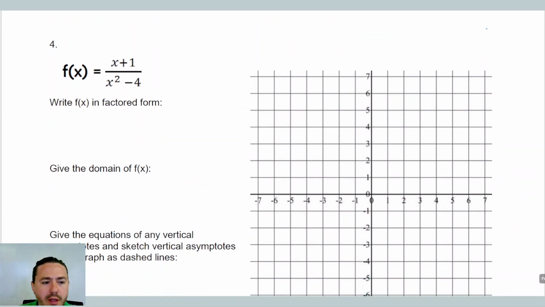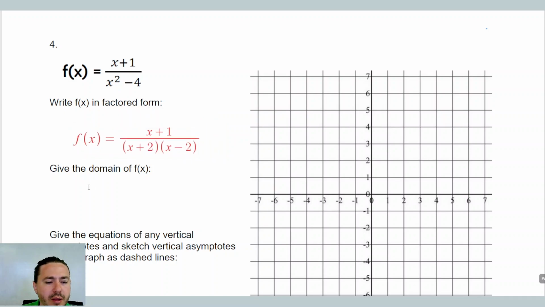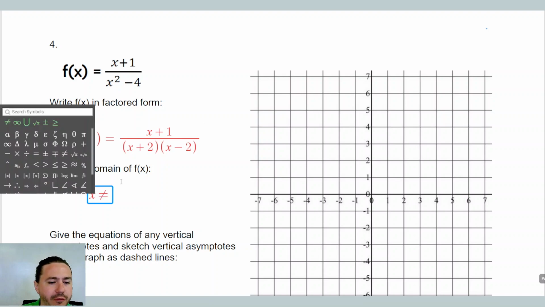Number 4, in factored form, you almost don't even need to write it in factored form because we can solve that denominator using square roots, but it is asking for it in factored form, so let's go ahead and factor it. It's a difference of 2 squares, so my factors should be x plus 2 and x minus 2. So the domain here is going to be everything except for positive and negative 2. So x is everything except for 2 and negative 2.